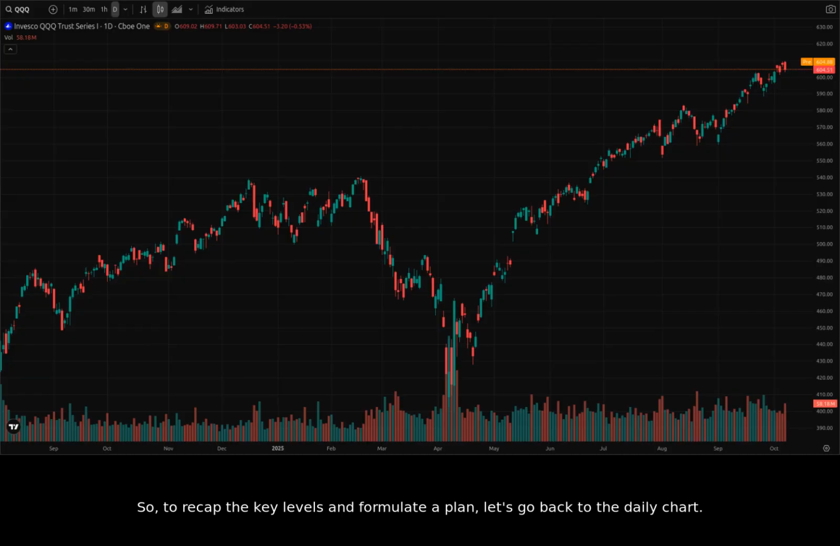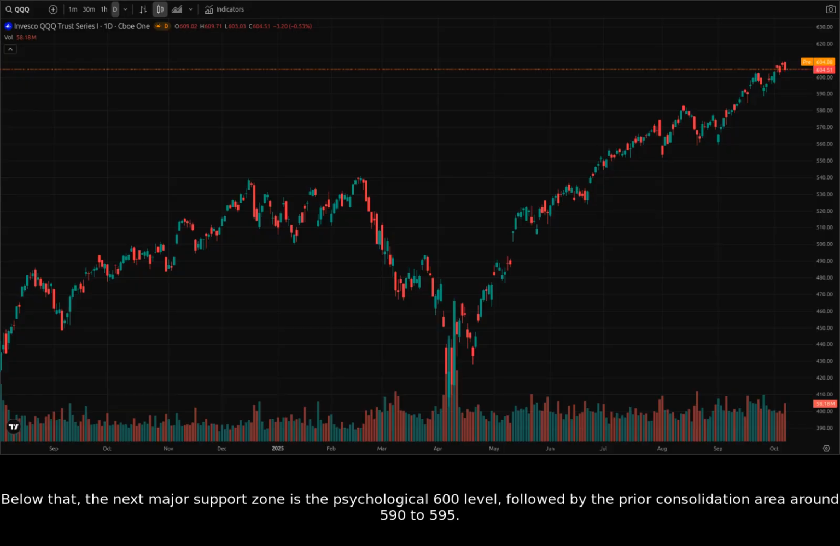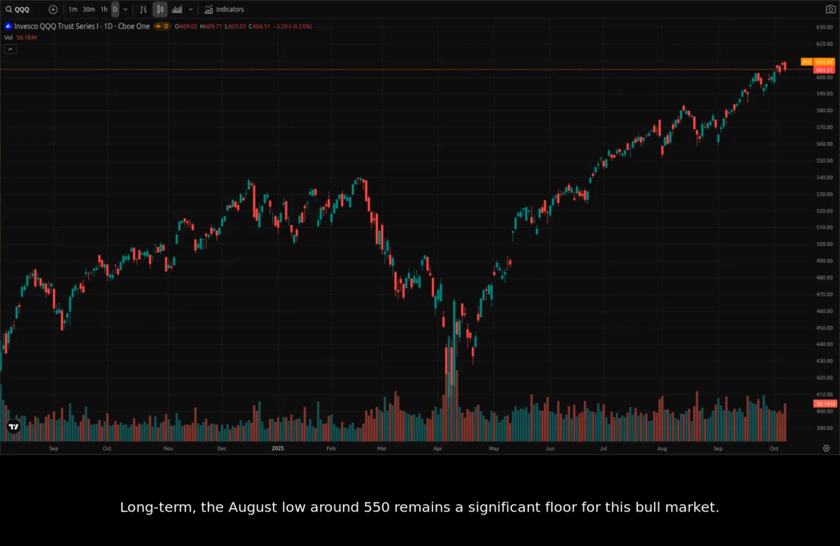So, to recap the key levels and formulate a plan, let's go back to the daily chart. Our primary resistance is the all-time high at 609.71. Our pivot point and immediate support is the low from yesterday at 603.03. Below that, the next major support zone is the psychological 600 level, followed by the prior consolidation area around 590 to 595. Long-term, the August low around 550 remains a significant floor for this bull market.